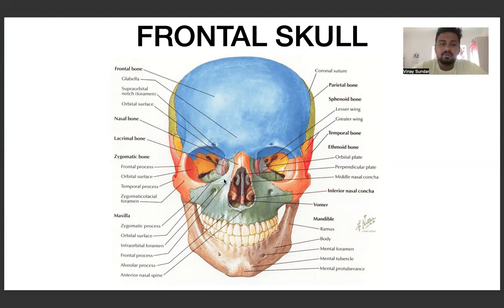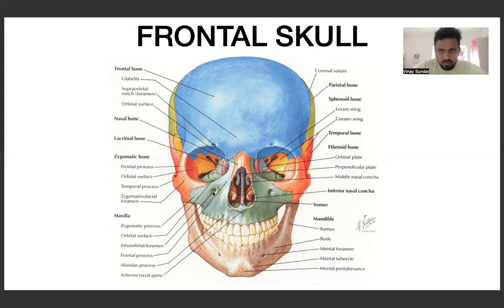You need to remember the orbit is made up of 7 bones, and you need to know all these 7 bones. Apart from this is the nasal bone, which is also a paired bone. Then you have the perpendicular plate of the ethmoid, and the other parts of the mandible, which include the ramus, body, mental foramen, mental tubercle, and mental protuberance. Then in the maxilla you have your zygomatic process, the orbital surface, and the infraorbital foramen.